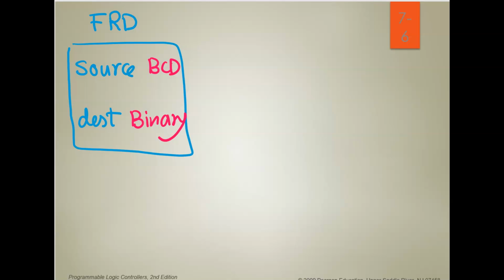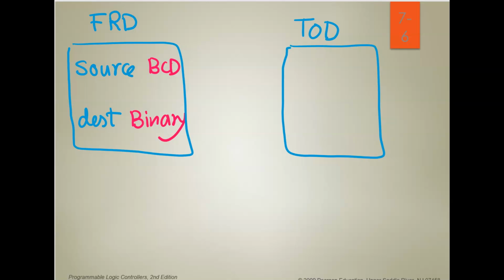And then the same thing we have for TOD. So TOD just does the reverse conversion. So the TOD instruction converts binary into binary coded decimal. So our source is a binary number, or an address to a binary number, and our destination will have a binary coded decimal number, which is the equivalent value in BCD form of the original binary number.